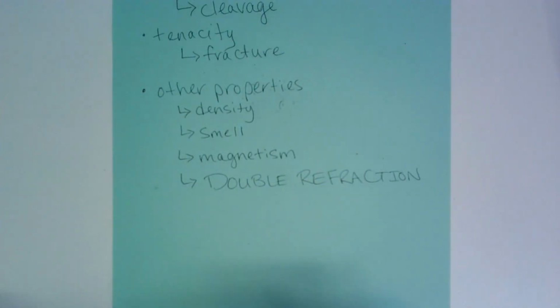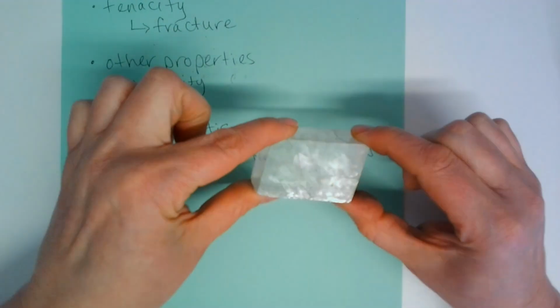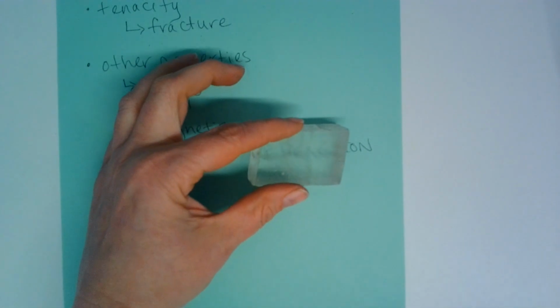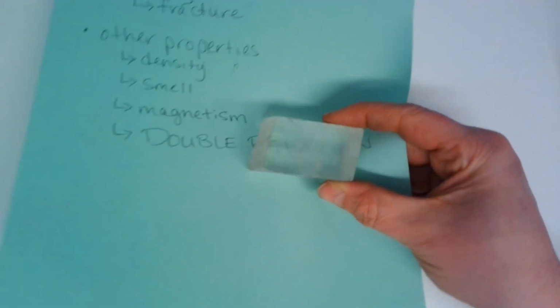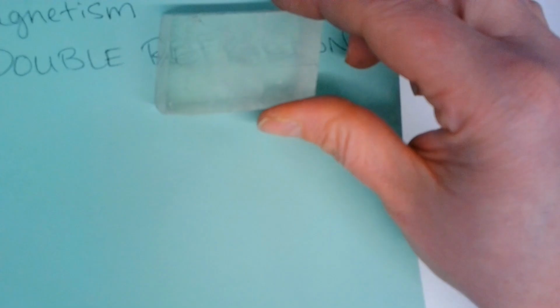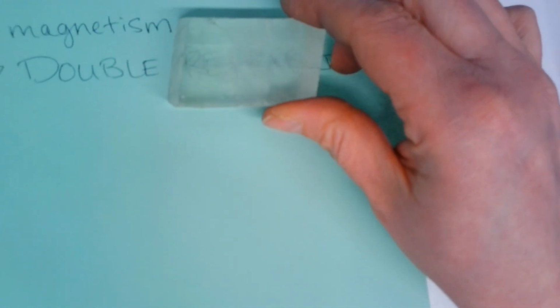And then double refraction. I wrote this really big so that you can see this hopefully on camera. So you can see a little bit on the camera. I'm going to see if I can get this to zoom in at all. There. You can see how the letters are kind of double. That's called double refraction.